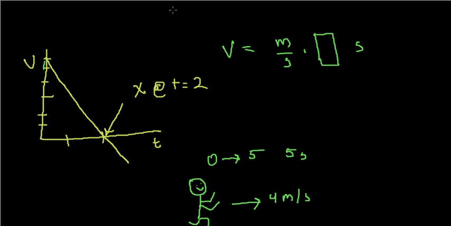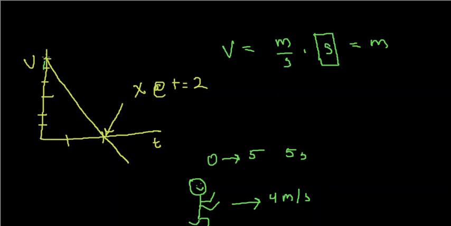Sorry, we don't want to get seconds, we want to get meters. So what do we do? Well, we can only multiply by seconds. So how do we do that?